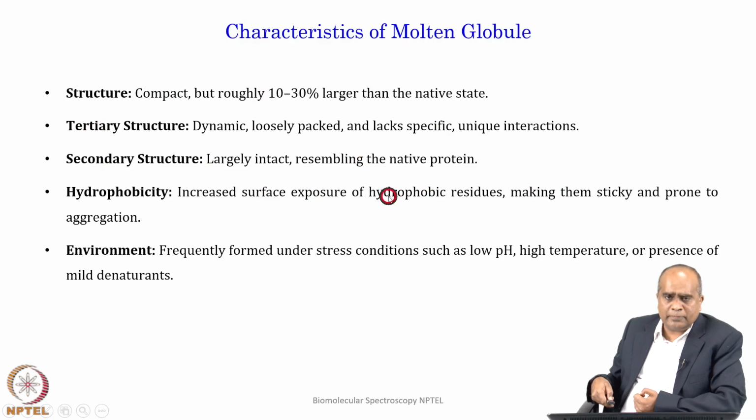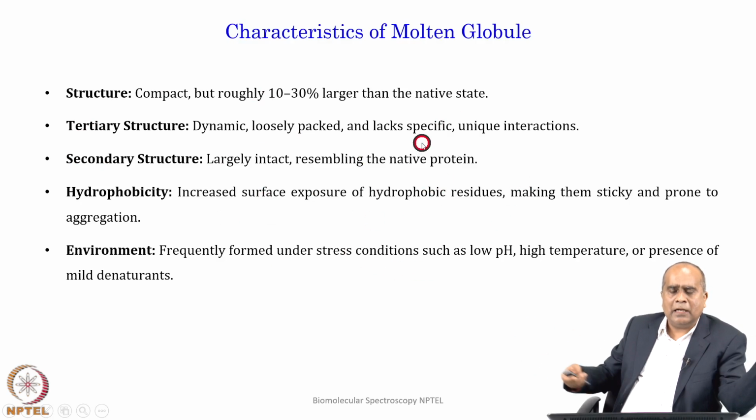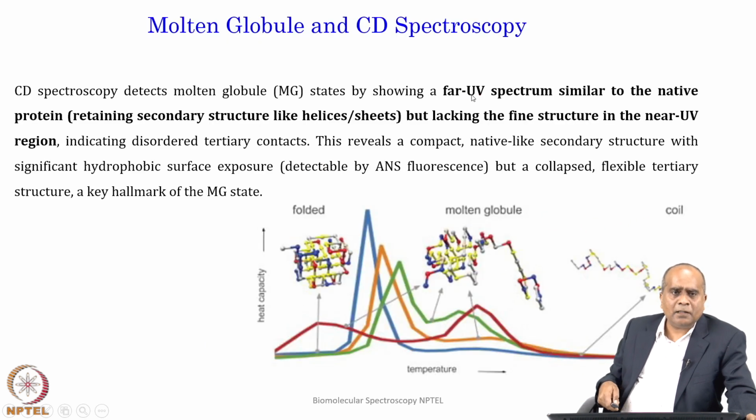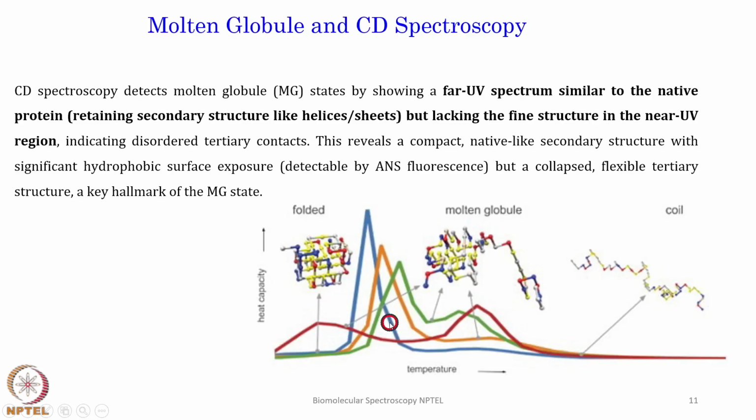Hydrophobicity increases because hydrophobic interactions are being lost. Many of the hydrophobic residues are sticking out, and that provides a nice test bed for the protein to aggregate, so it is prone to aggregation. Environment: it is frequently formed under stress conditions like low pH, mild presence of denaturant, and temperature. Right. So, here is my folded state and these are my molten globule states. If you look, most of the structure looks intact, but some structure has loosened out, that is the coil state.